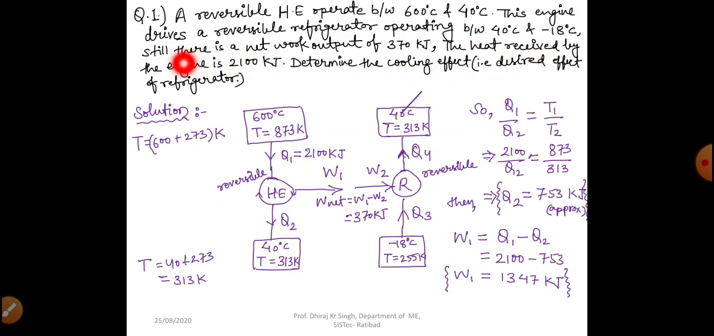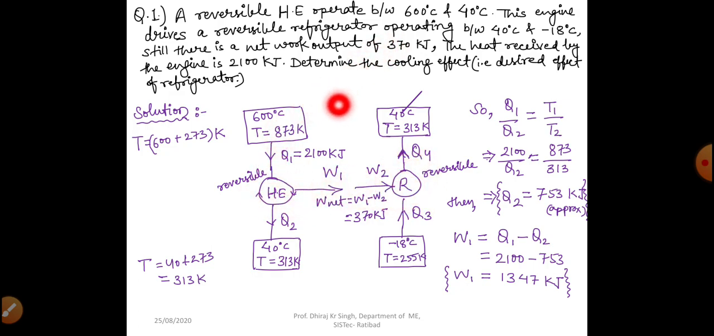The heat received by the engine is 2100 kilojoule. Determine the cooling effect, that is, the desired effect of the refrigerator. So here in the question, we are given one heat engine and one refrigerator, and with the help of that heat engine, this refrigerator is running.